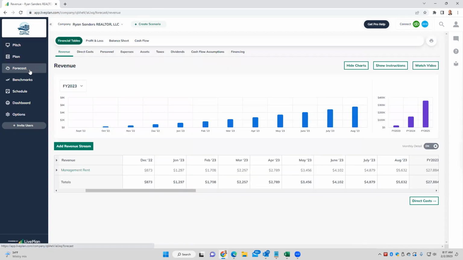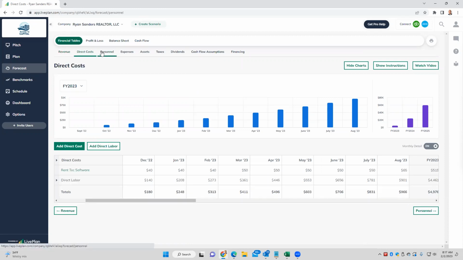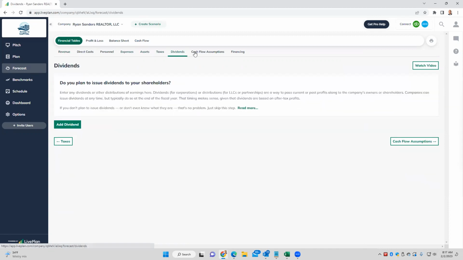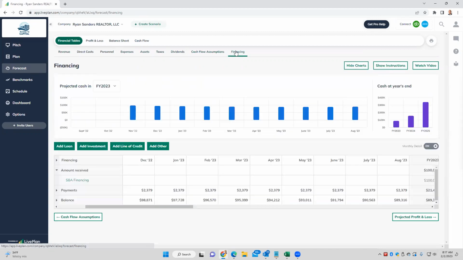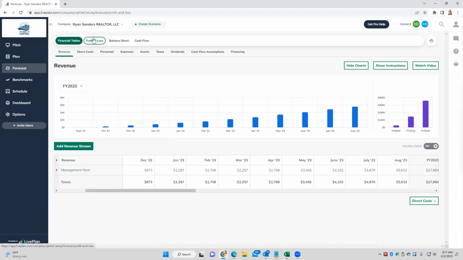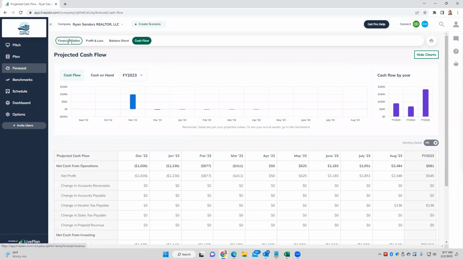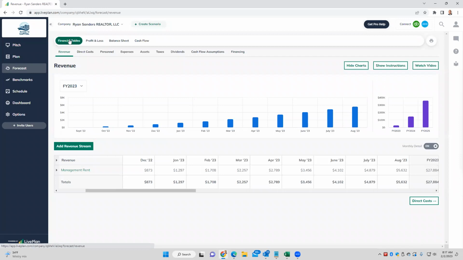Now we get over to forecast. Forecast is where the numbers are, and it's a bunch of cells, so it makes it very easy to put together. It breaks down by revenue, direct costs, personnel, expenses, assets, taxes, dividends, cash flow assumptions, and even financing. And so with that, we're able to generate profit and loss statements, balance sheets, and cash flow. May seem a little intimidating, don't let it be.